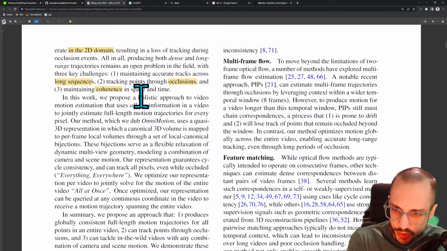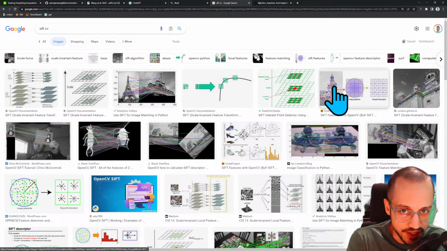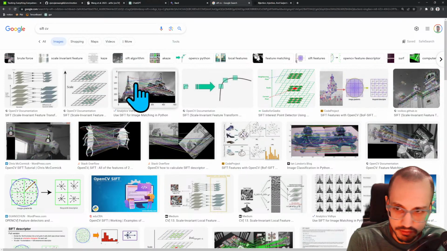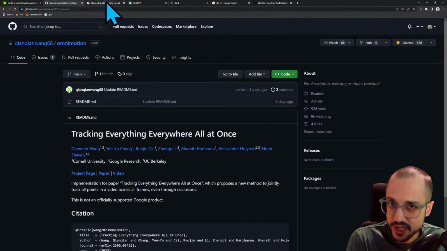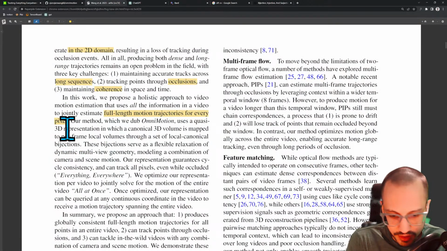In this work, we propose a holistic approach to video motion estimation that uses all the information in a video to jointly estimate a full-length motion trajectory for every pixel. Right? So no longer are you doing it for a limited set of features, such as here I'm showing SIFT features, right? Maybe you would only do it for maybe like 12 different features. Now you're doing it for every single pixel in the image.